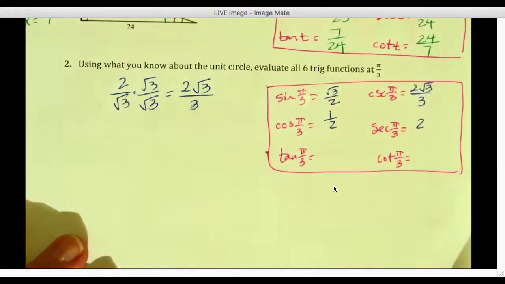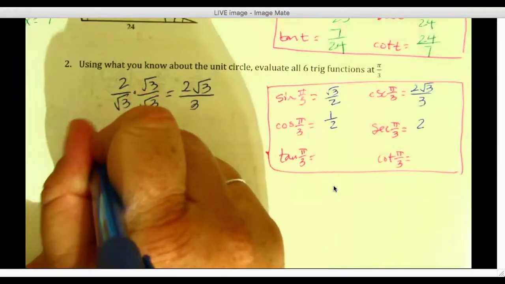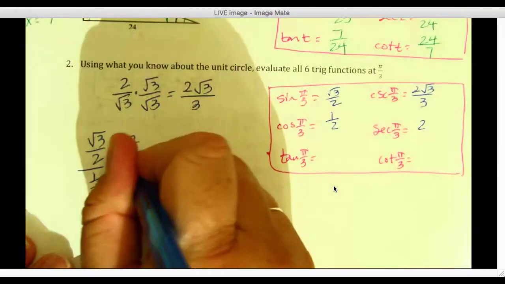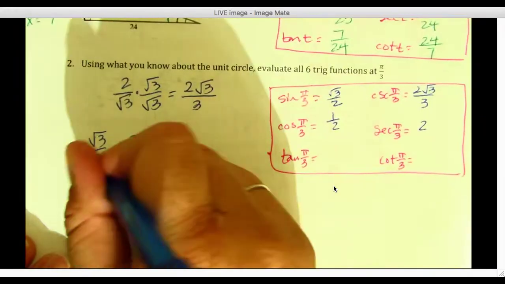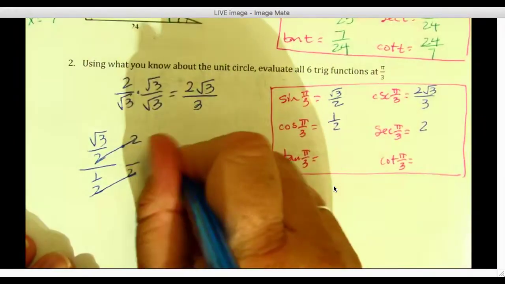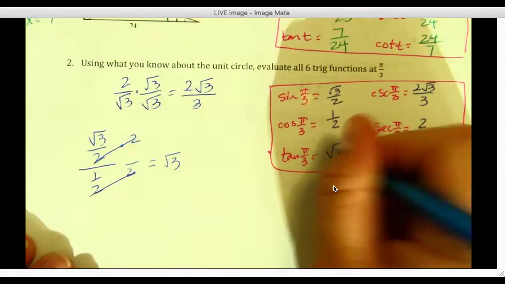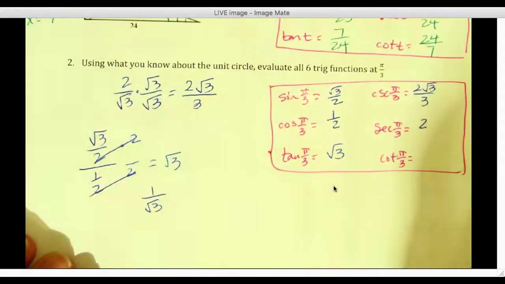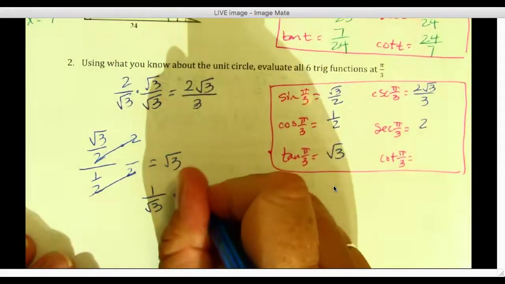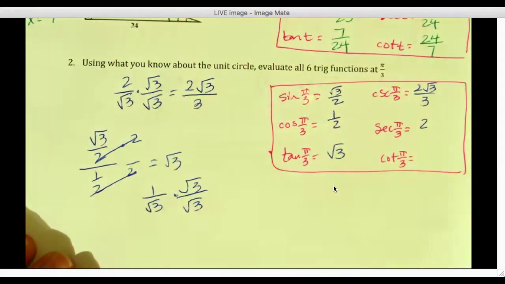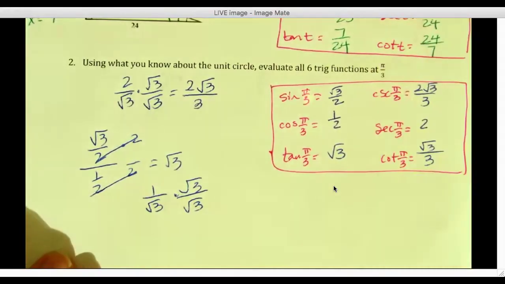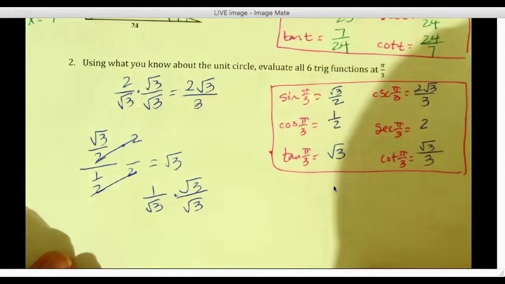And then for tangent, remember that's our sine over cosine. So square root 3 over 2 over 1/2. And I can multiply by 2 over 2. And that reduces out my denominators here. And I just have the square root of 3. And then cotangent is the reciprocal of that. So 1 over the square root of 3. And then again, I can rationalize that. So we have square root of 3 over 3 for cotangent, and that's all 6 trig functions at that angle.